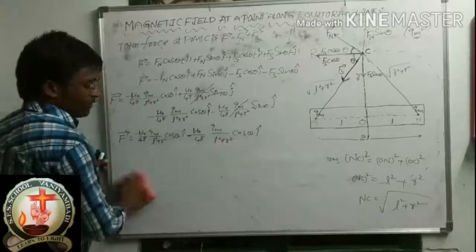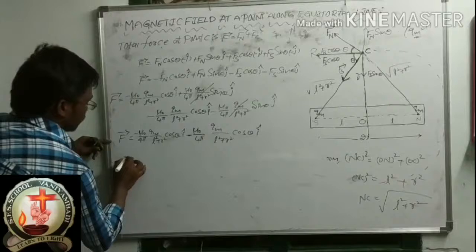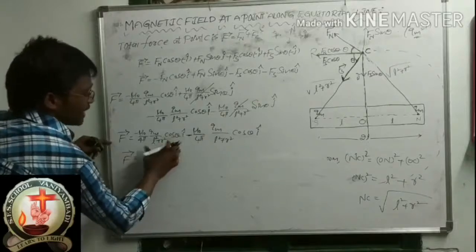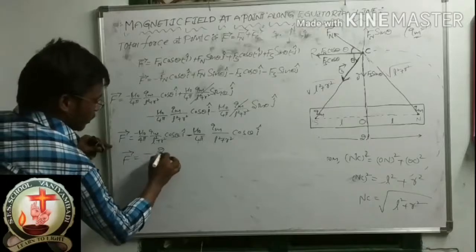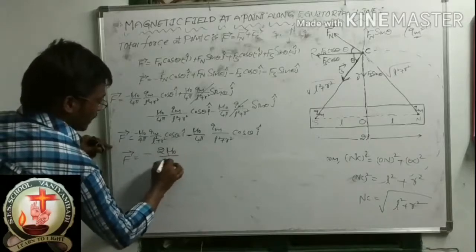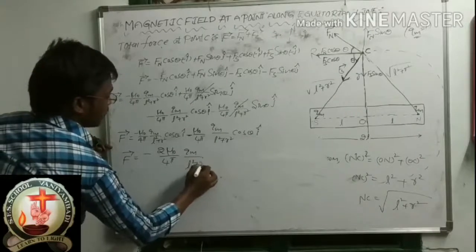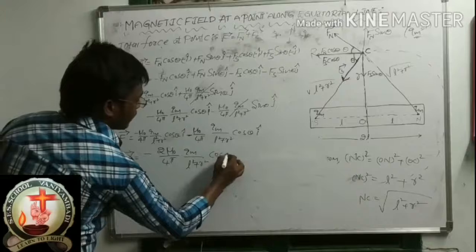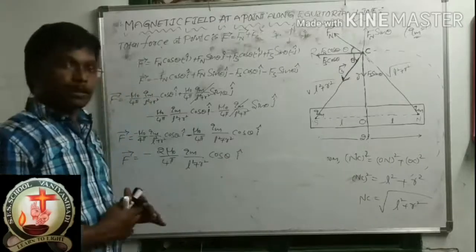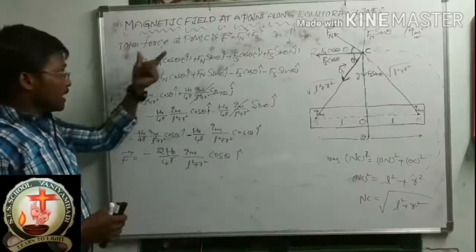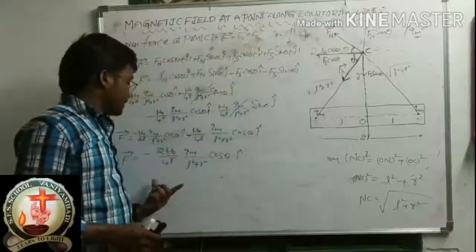Again you will confuse. Just directly you can add. F bar is equal to, I am adding this one and this term, both are same. So 2 minus is minus 2 mu naught by 4 pi qm by L square plus R square cos theta into I cap. This is the total force at point C. Total force at point C is this one.